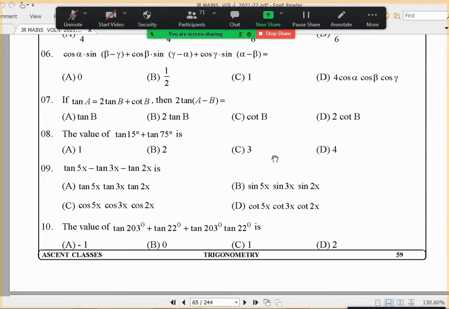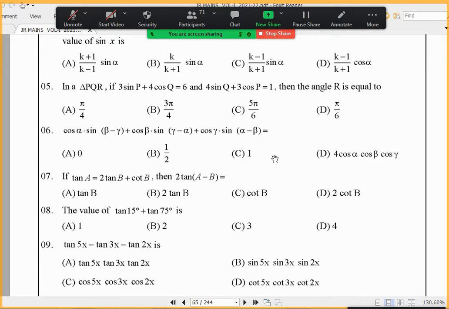Those who completed can try the 7th question. Then for this the answer is R equal to 30 degrees. 5 by 6 is the final answer. Those who completed, try 7, next 9.